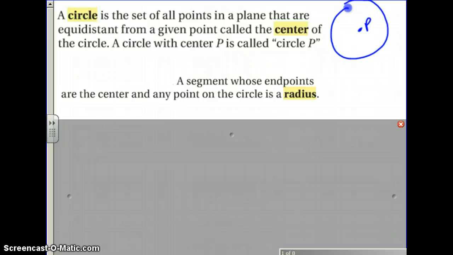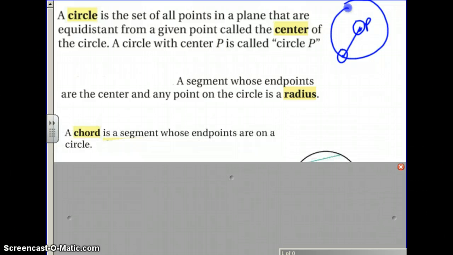The next term, a segment whose endpoints are the center and any point on the circle is a radius. So take that same picture. So, for example, this would be a radius. It's a segment whose endpoints are the center, so this is our one endpoint, and any point on the circle. So that, okay, that's a radius.